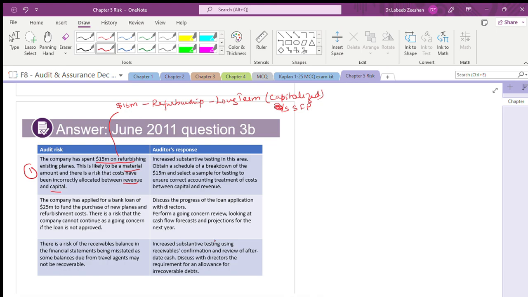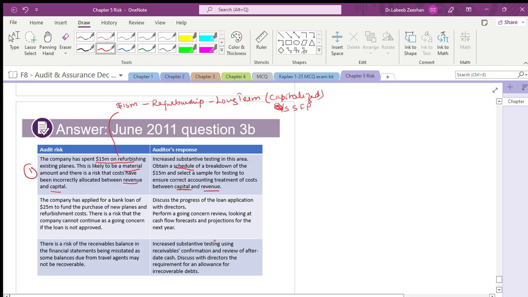Is it right? We are not questioning them, but for our satisfaction, there is a risk. Maybe they have capitalized it, maybe they have not capitalized it. What they have done, we have to make sure. Increase substantive testing in this area. You have to get a schedule, to know how they have been tested, whether it is capitalized or it is revenue.